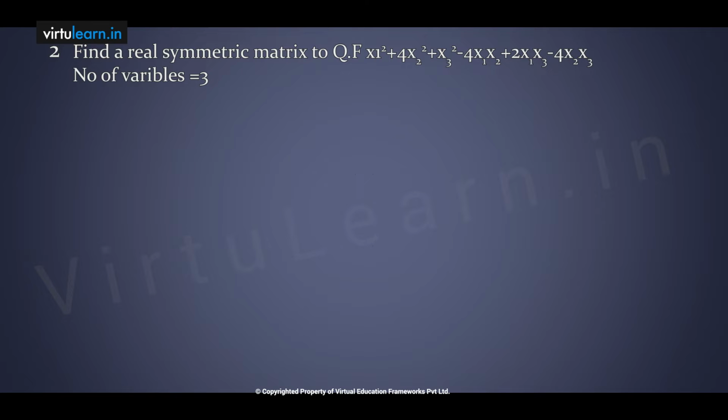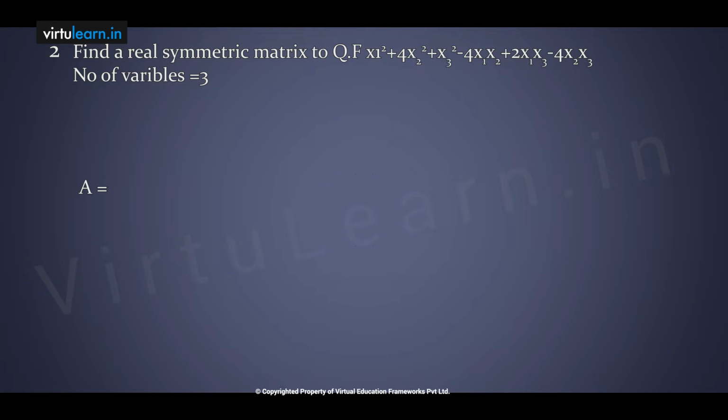Find a real symmetric matrix to the quadratic form x1 square plus 4x2 square plus x3 square minus 4x1 x2 plus x1 x3 minus 4x2 x3. The quadratic form containing 3 variables means we get a 3 by 3 real symmetric matrix, 3 rows and 3 columns.